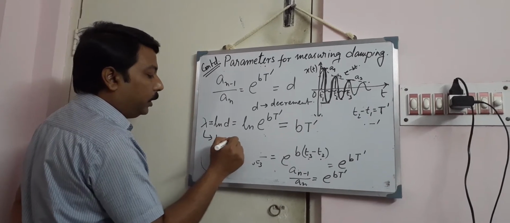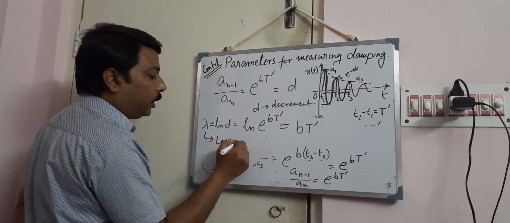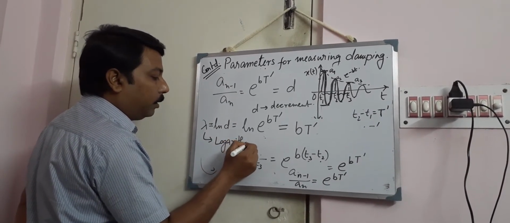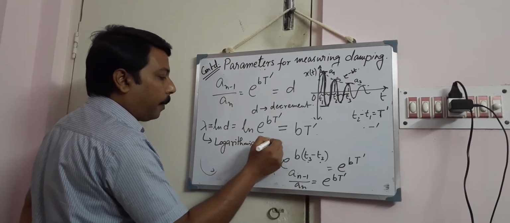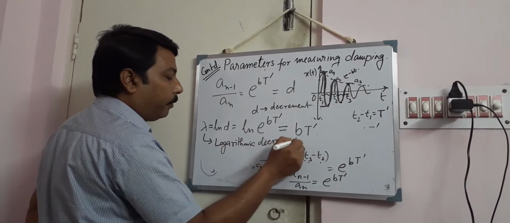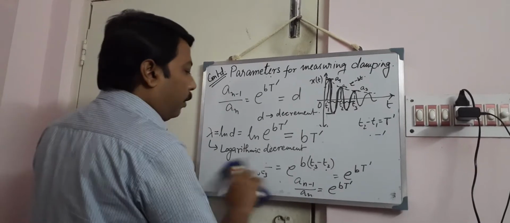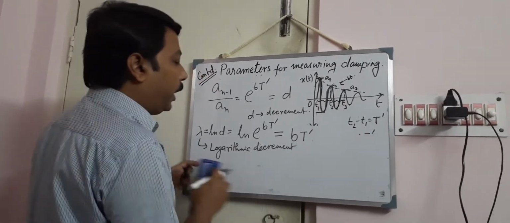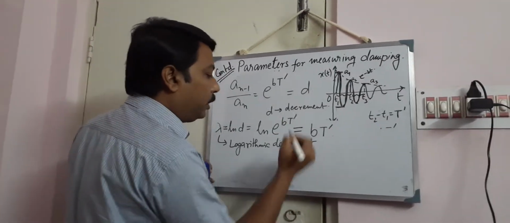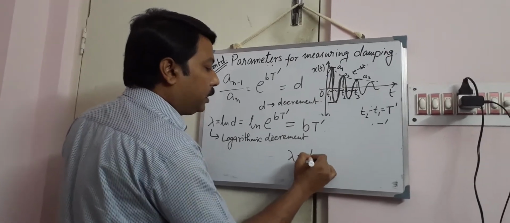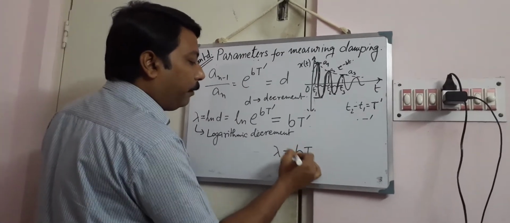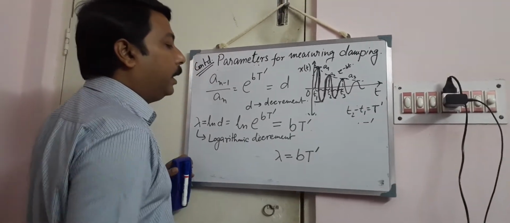So this lambda is called the logarithmic decrement, and our analysis shows that for any weakly damped oscillator, this logarithmic decrement is equal to the damping factor b multiplied by the time period.